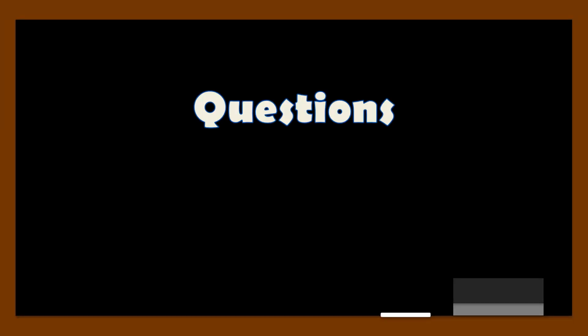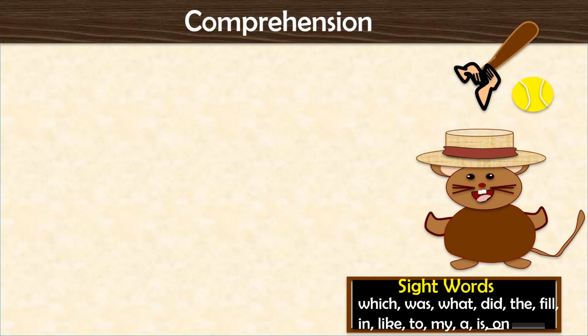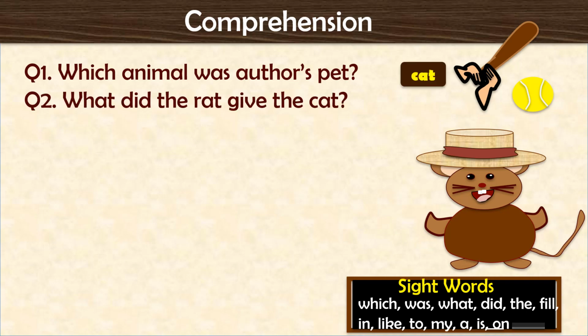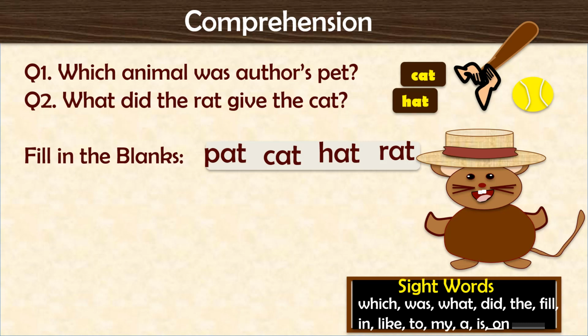Questions. Comprehension. Which animal was Arthur's pet? Cat. What did the rat give the cat? Hat.